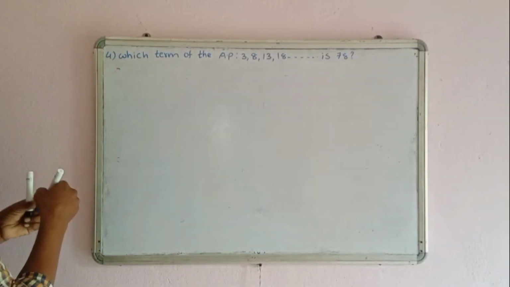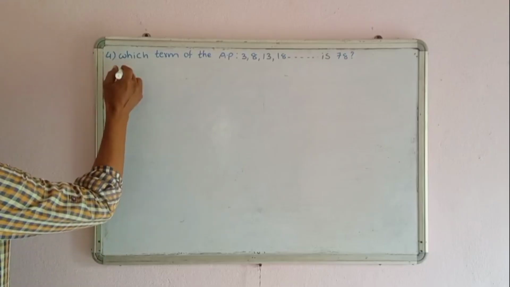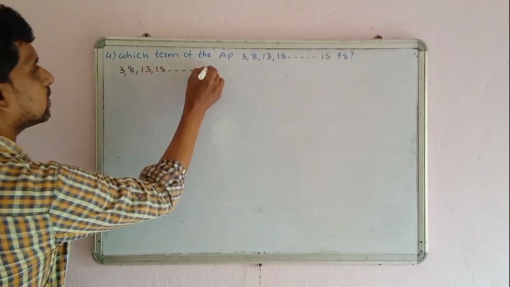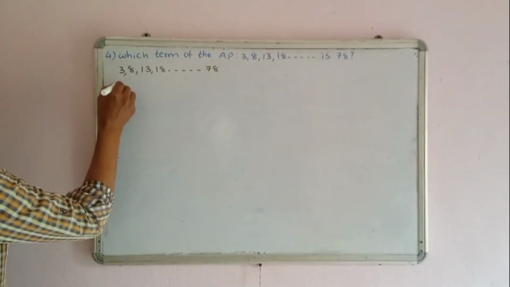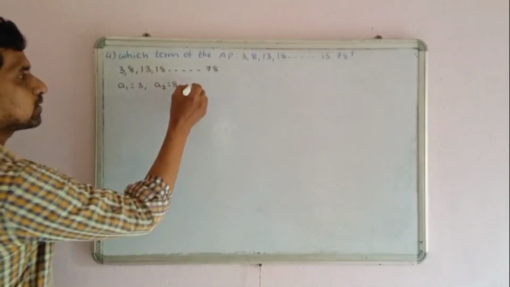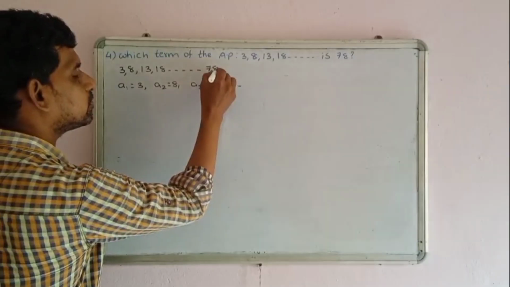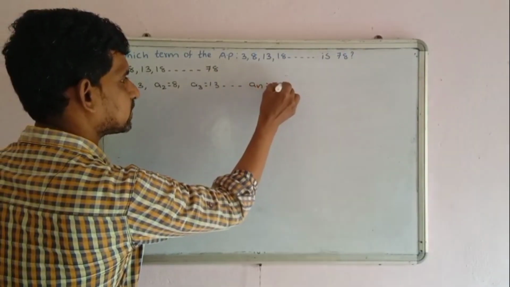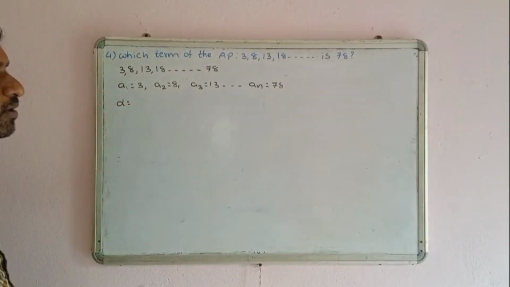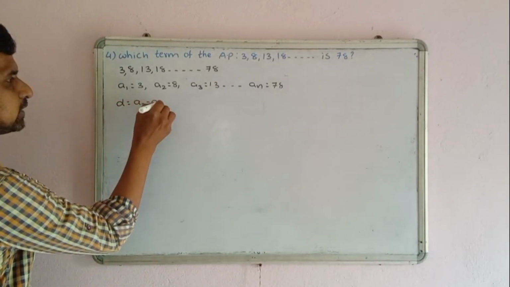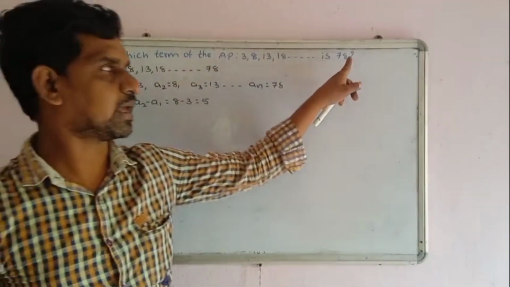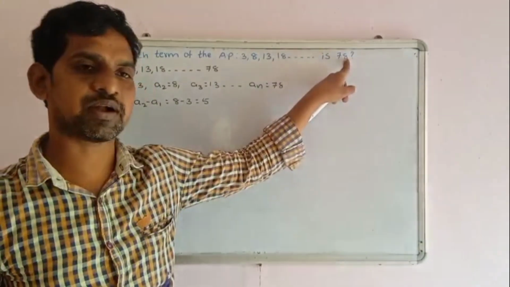So first write the series, the given sequence 3, 8, 13, 18 and so on up to 78. Here the first term is 3, second term is 8, third term is 13. We don't know which term it is. Say an equals 78. So first we find the common difference. D equals, what is the formula of common difference? A2 minus A1, that is 8 minus 3, 5. Now we will find the nth term, we will find n.